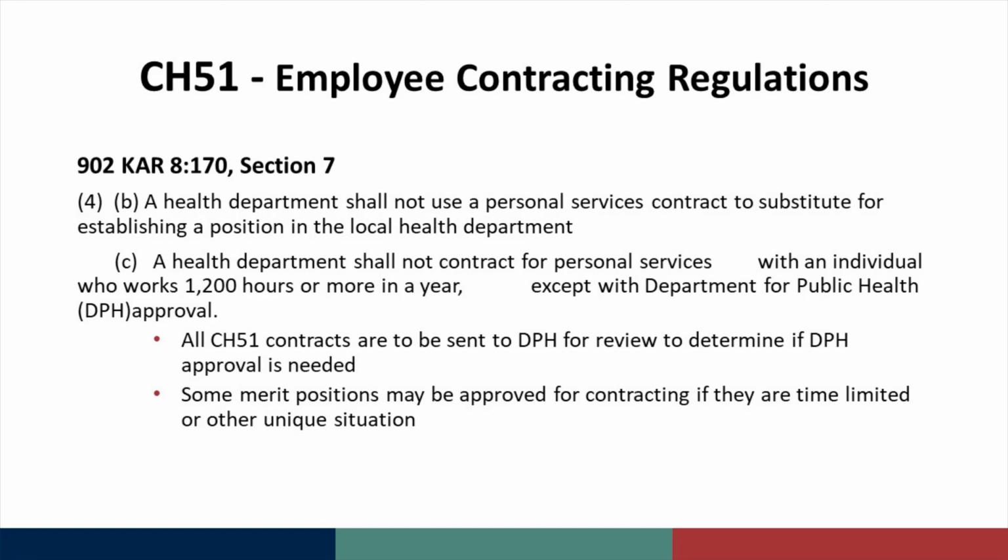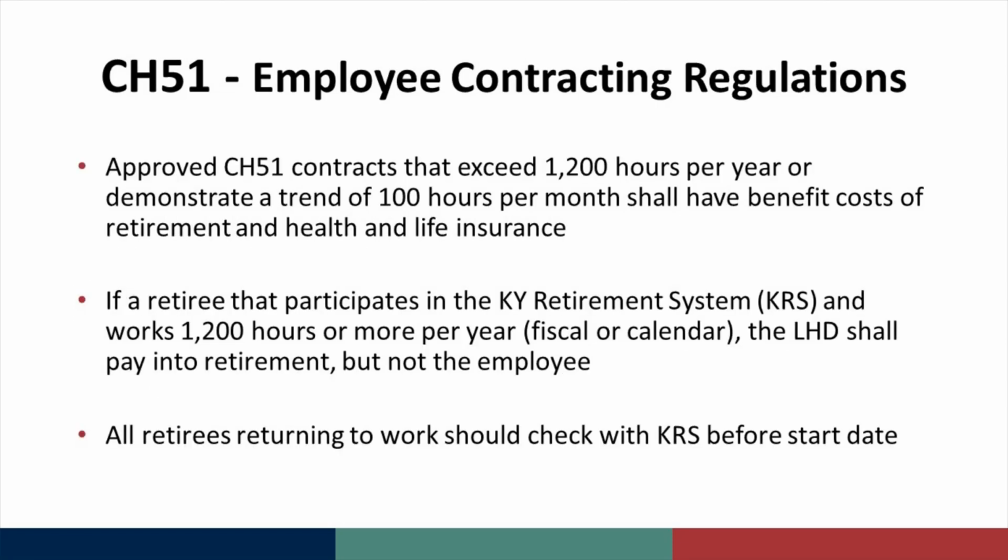All CH51 contracts are to be sent to DPH for review to determine if DPH approval is needed. Some merit positions may be approved for contracting if they are time limited or another unique situation. Approved CH51 contracts that exceed 1,200 hours per year or demonstrate a trend of 100 hours per month shall have benefit costs of retirement and health and life insurance.